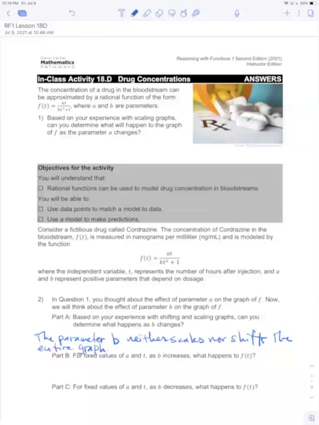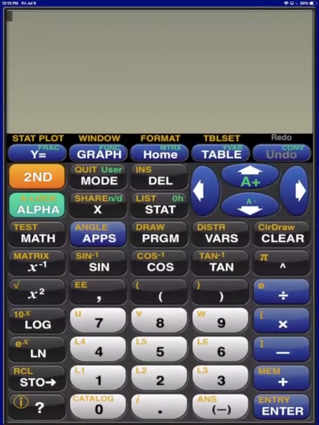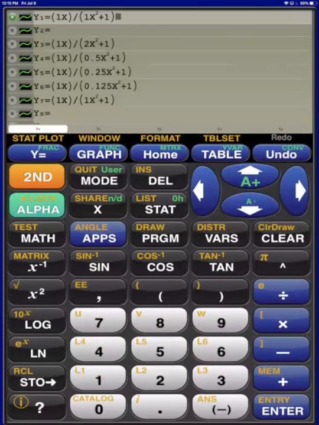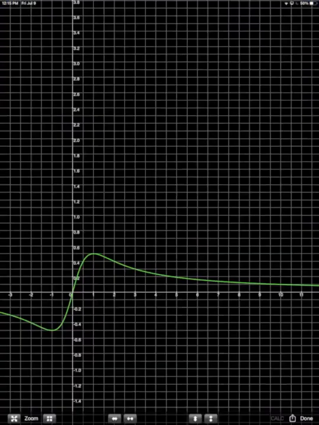Part B, for fixed values of A and T, as B increases, what happens to f of t? Okay, to answer this for part B, let's bring up the calculator. I'm just going to go to the y equals screen. On line y1, I have the function entered in here, we're calling f of x. For A, I have 1, and for B, I also just used 1, just to get a starting point. So if we were to graph this, this is what we see. And I'm even going to look at the top of this function, the max there. So when x is equal to 1, the output is a half, or 0.5. So that can be our starting point.